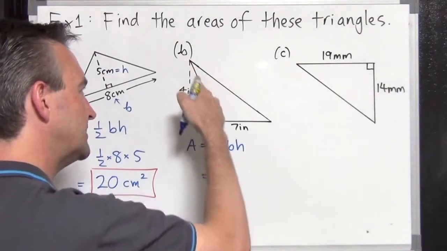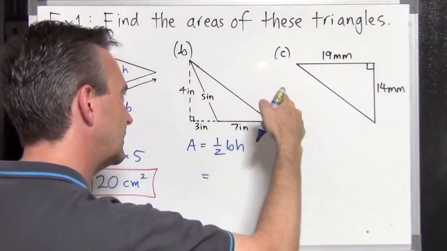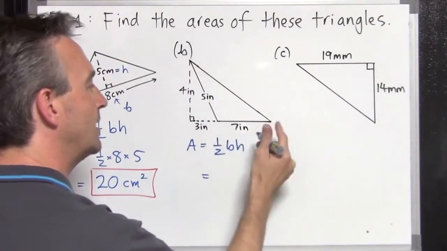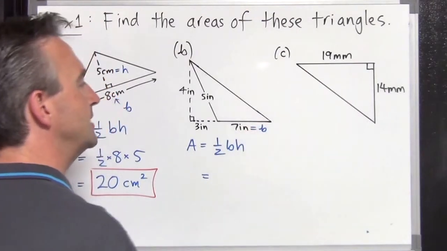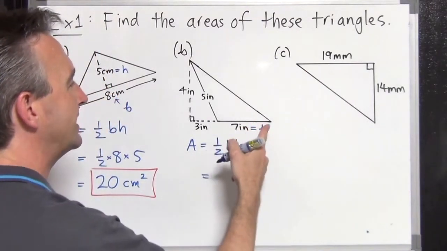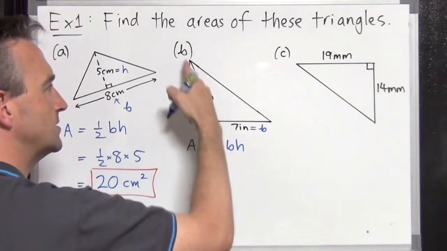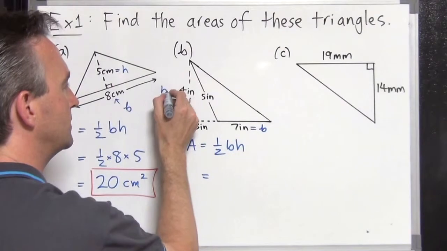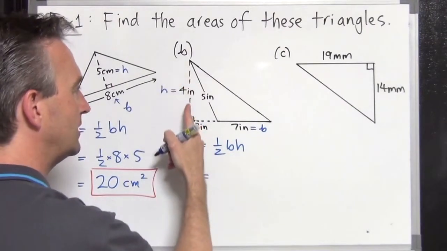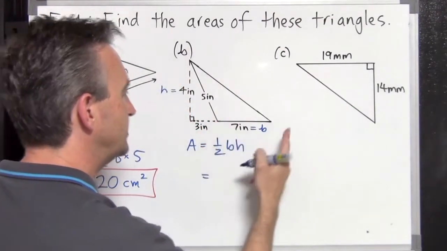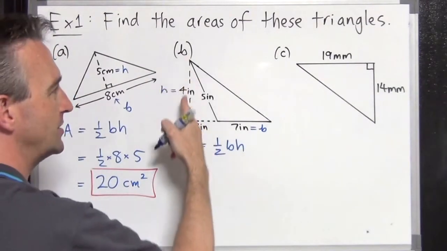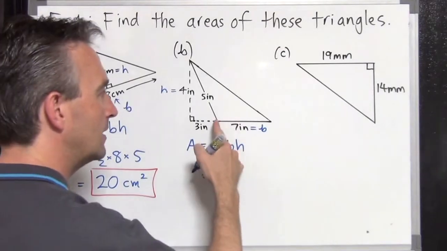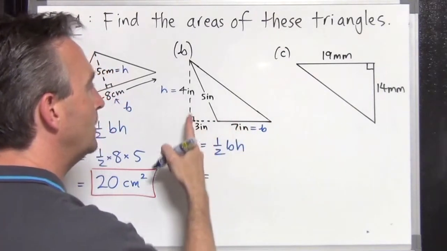So can I use that as the base? And do we have a perpendicular height? No, we can't use this as the base. We're actually going to use this as our base. b is going to be 7 inches. And the perpendicular height is going to be not 5, because that's not perpendicular to that. This 4 inches here is perpendicular to it. So the 4-inch line there is perpendicular to the 7-inch. So the height is not inside the triangle, it's actually outside the triangle. But that doesn't matter, as long as you have a base and a height that's perpendicular to that base.